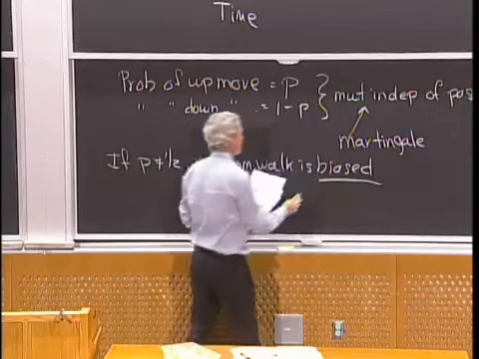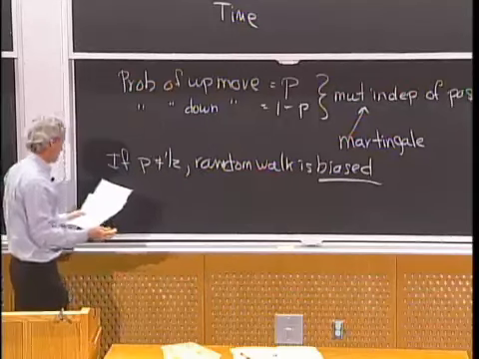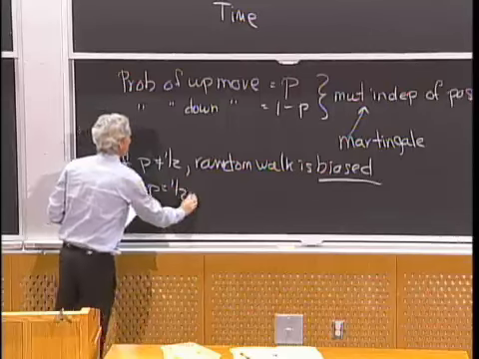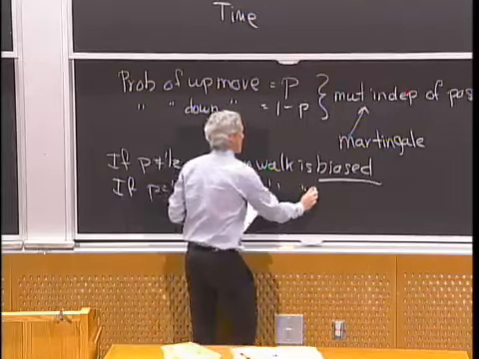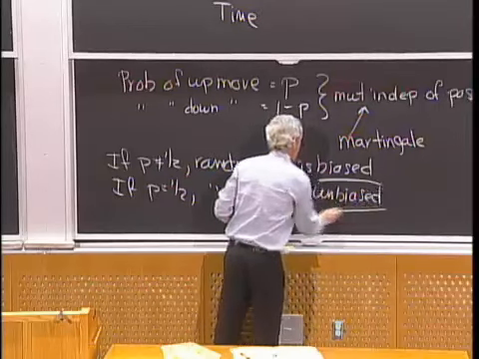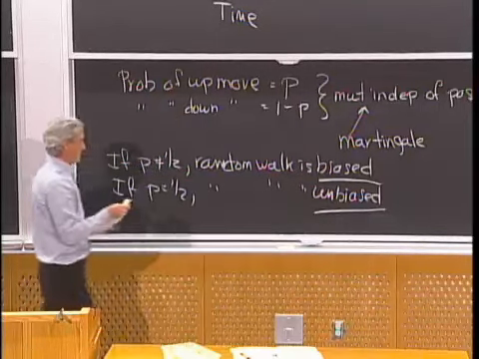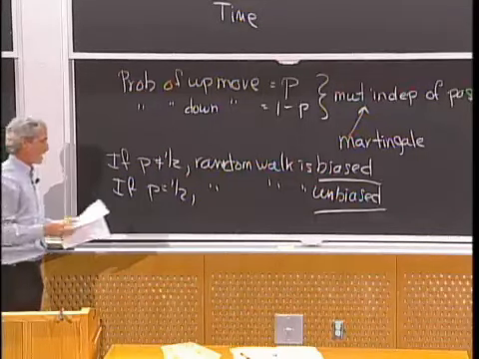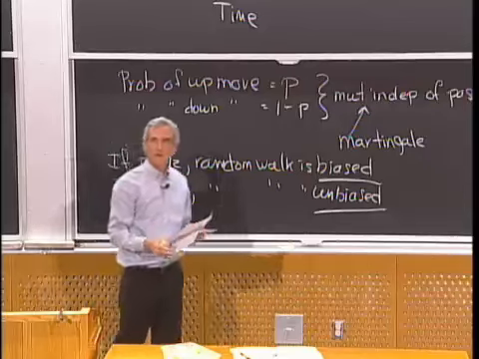And that's what happens in the casino. It's biased in favor of the house. If p equals a half, then the random walk is unbiased. Now, in this particular case that we're looking at, we have boundaries on the random walk.